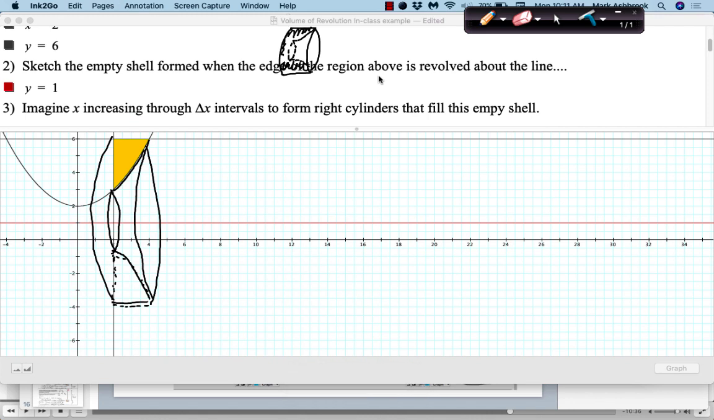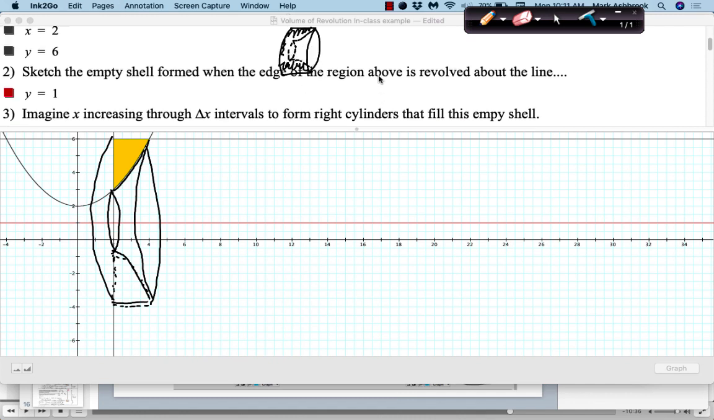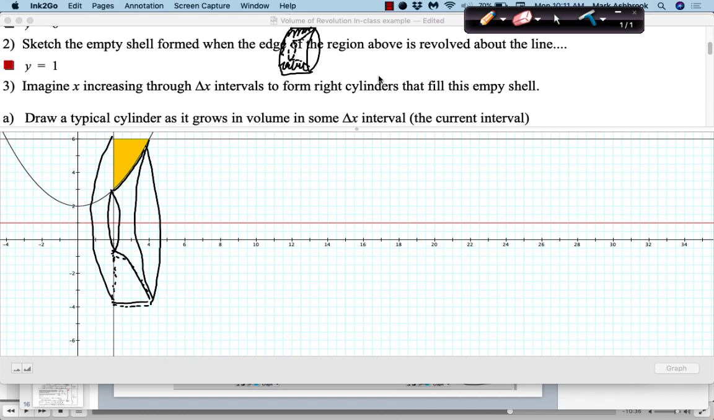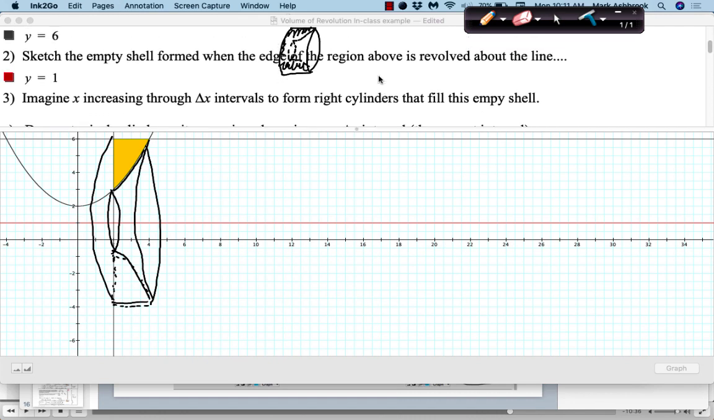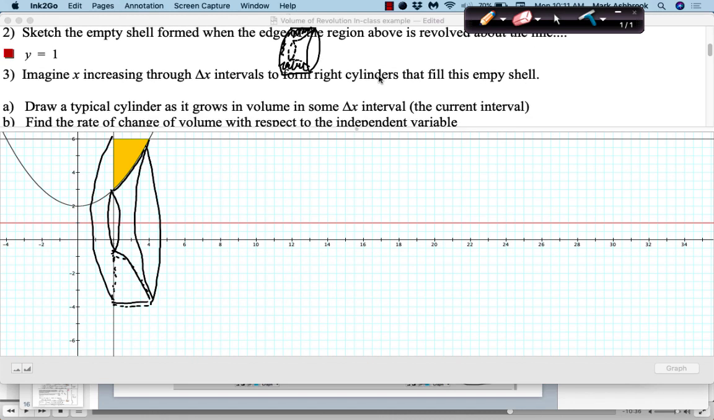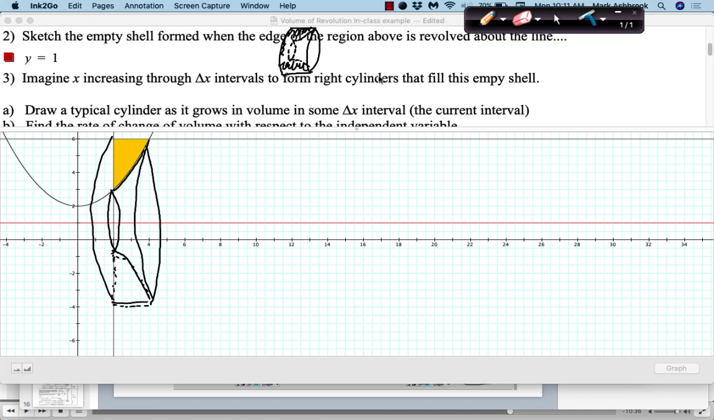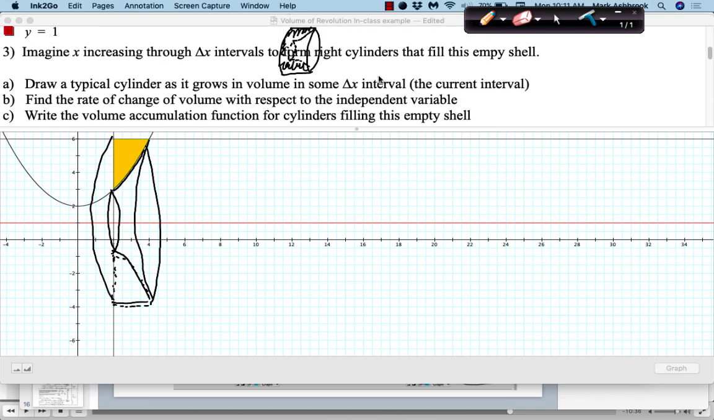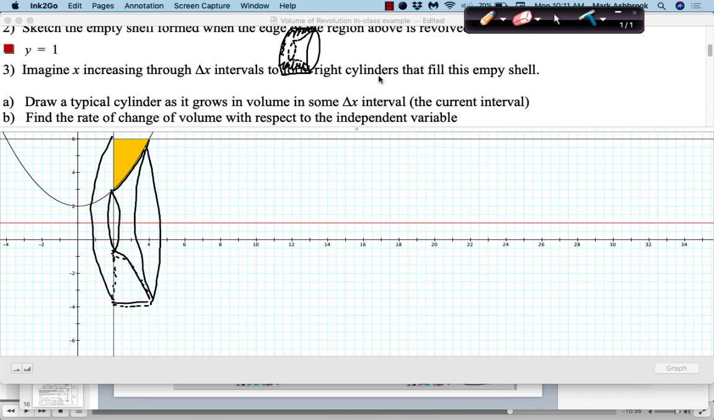So now we're going to start with x. We're going to imagine x increasing through delta x intervals to form right cylinders that fill this empty shell. Can you imagine x increasing through delta x intervals to form right cylinders that form the shell? That's what we're going to do. Can you imagine that? And we'll just do 3 A and B here.